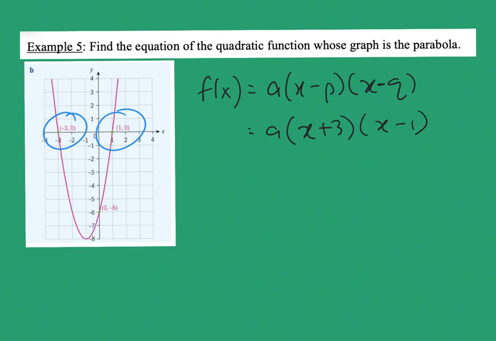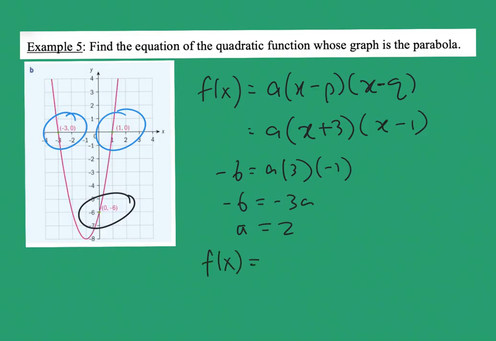My job now is to solve for a. So I'm going to use another point on the curve, which is (0, negative 6). So negative 6 is equal to a times 3 times negative 1. And I end up with negative 6 equals negative 3a. a is equal to 2. So in this case, my function will be equal to 2 times (x plus 3) times (x minus 1).